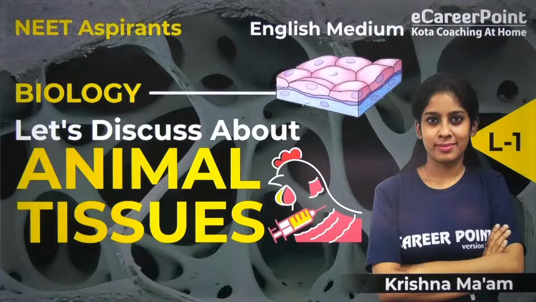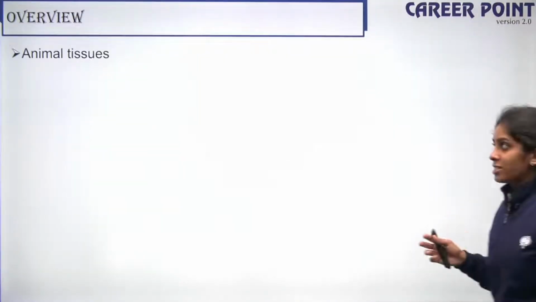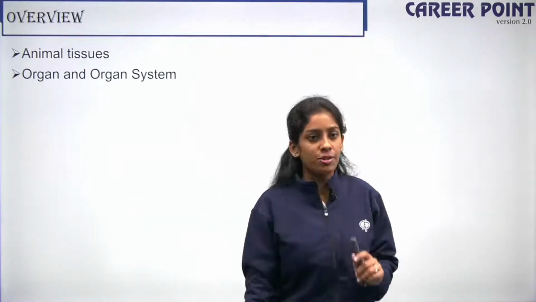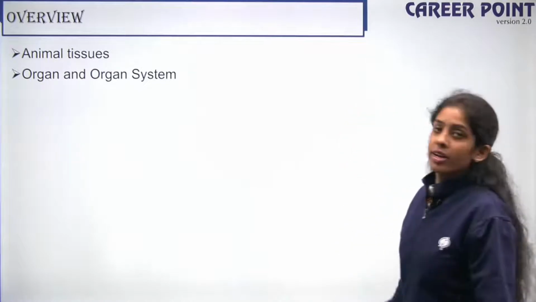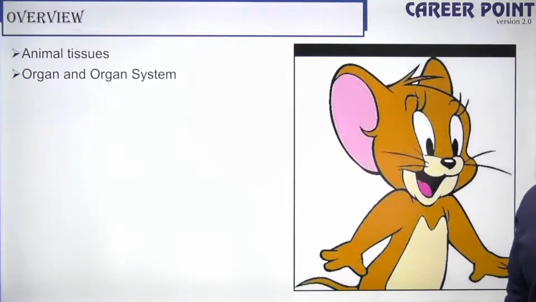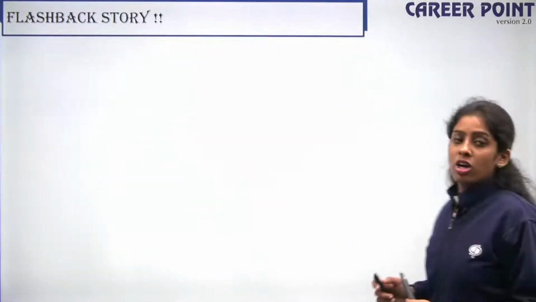Here we go forward to talk about your animal tissue. This chapter is very small because it is divided into two, animal tissue and lower animals. First we'll talk about your animal tissue, then we'll talk about your organ and your organ system. So it is just the two things here. Why should we talk about the animal tissue?